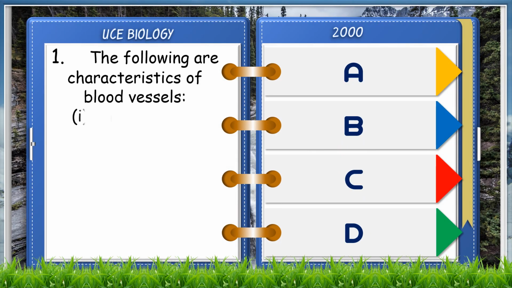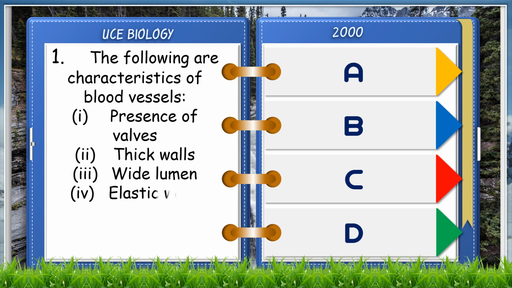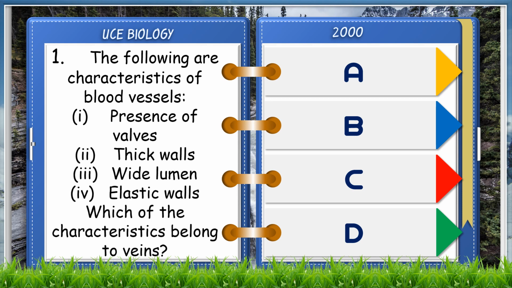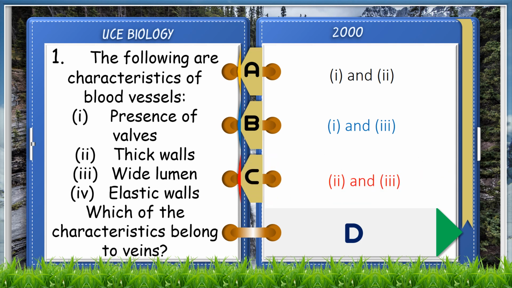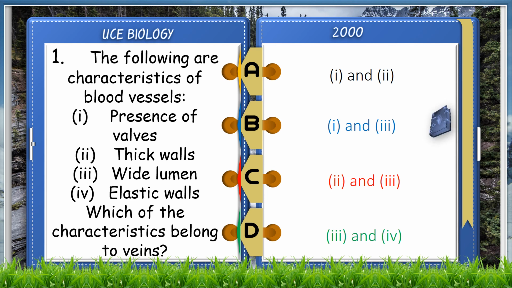The following are characteristics of blood vessels. 1. Presence of valves. 2. Thick walls. 3. Wide lumen. 4. Elastic walls. Which of the characteristics belongs to veins? A. 1 and 2. B. 1 and 3. C. 2 and 3. D. 3 and 4. The answer is B. 1 and 3.